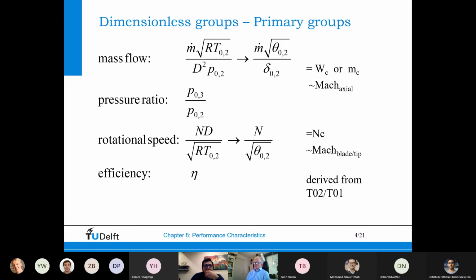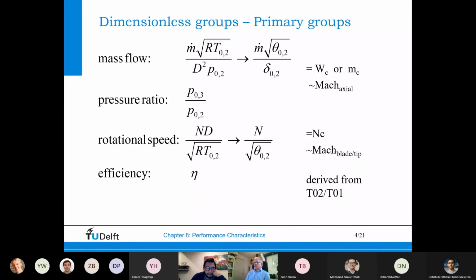Sometimes when you, as a gas turbine system engineer, talk to people who do CFD with compressors, you have to explain this, because they don't understand what these numbers are. But if you explain that the corrected mass flow is actually the actual Mach number and the rotor speed parameter is actually the blade Mach number, then you actually talk the same language again.